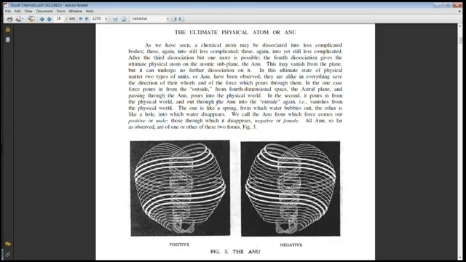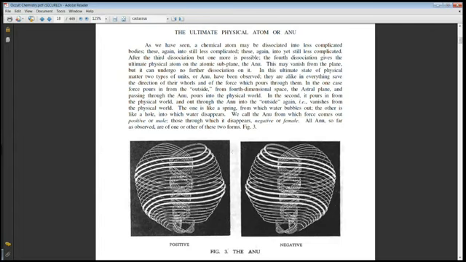As we have seen, a chemical atom may be disassociated into less complicated bodies. These again into still less complicated. These again into yet still less complicated. After the third dissociation, but one more is possible. The fourth dissociation gives the ultimate physical atom on the subatomic plane, the Anu. This may vanish from the plane, but it can undergo no further dissociation on it.